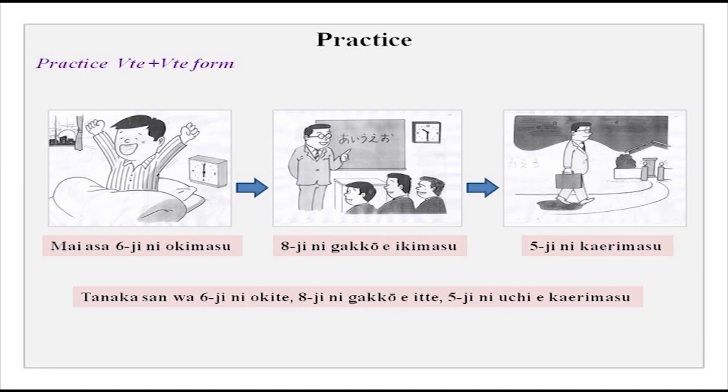Or also, Tanaka-san wa mainichi 6 ji ni okite, asa 8 ji ni gakko e itte, gakusei ni nihongo o oshiete, 5 ji ni uchi e kaerimasu. So, you can keep adding, but not more than 2, maximum 3. You can add te form and complete a sentence.